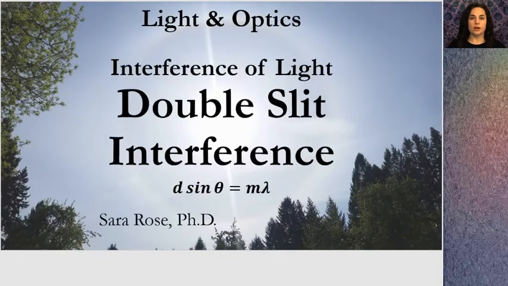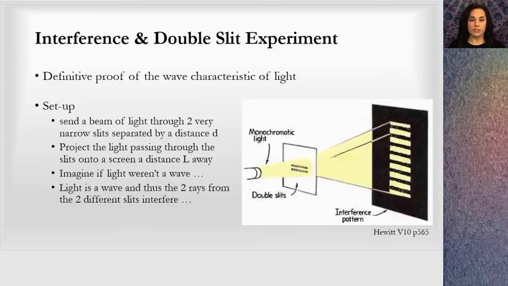This is a lesson on double slit interference in the light and optics unit, where I'm looking at interference of light. In a prior lesson, I talked about Huygens' principle and diffraction, and also looked at single slit diffraction and how to locate dark places for a single slit diffraction pattern with all that interference. So the double slit experiment is a very famous experiment.